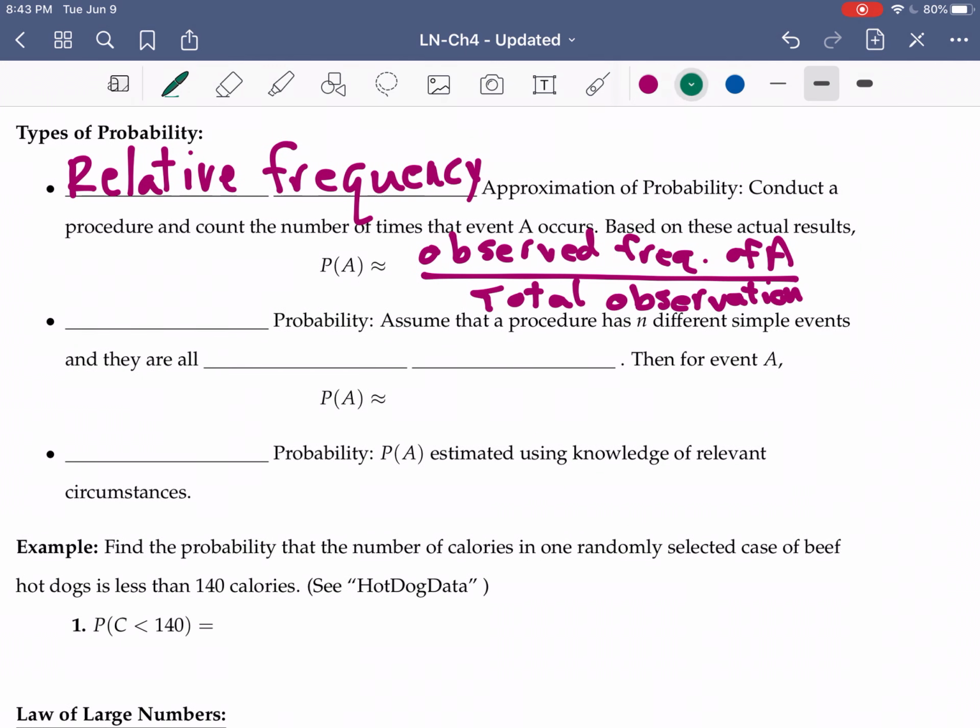The second method is classical probability. Here you assume that a procedure has n different simple events and they are all equally likely.